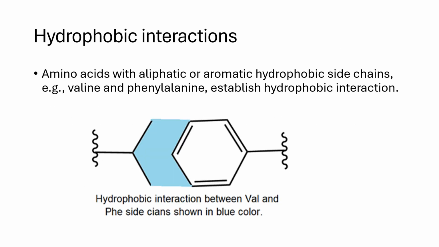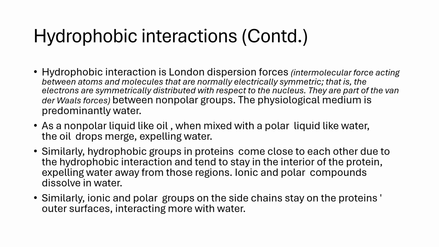So, as you can see, there's a hydrophobic interaction. Amino acids with aliphatic or aromatic hydrophobic side chains, valine, phenylalanine, etc., establish hydrophobic interaction. Hydrophobic means water-fearing interaction between valine and phenylalanine and any side chain shown in blue. Alright, so even if it's hydrophobic, it's still an interaction, right? Amino acids with aliphatic or aromatic hydrophobic side chains establish hydrophobic interaction.